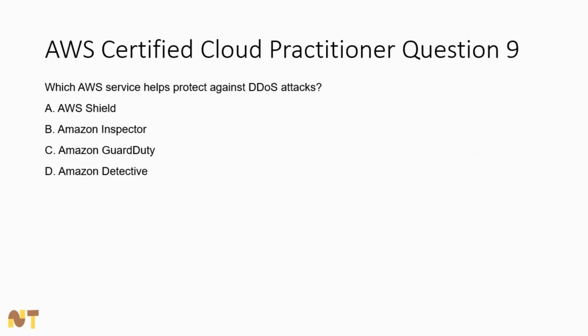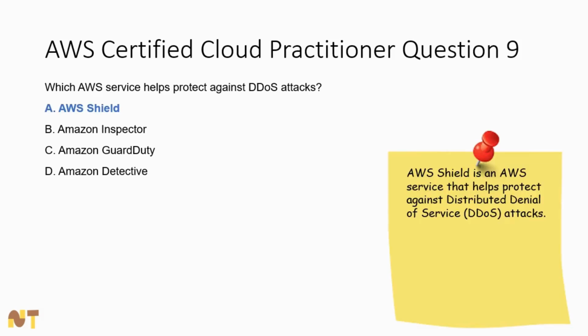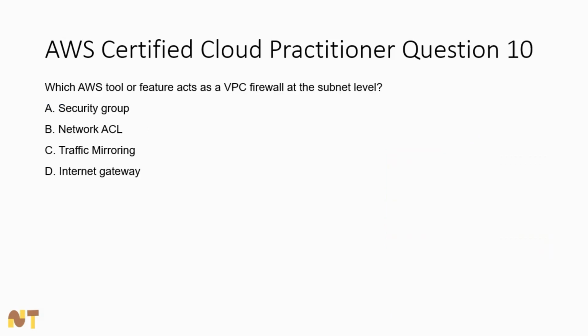Which AWS service helps protect against DDoS attacks? Options are A, AWS Shield. B, Amazon Inspector. C, Amazon GuardDuty. And D, Amazon Detective. The correct option here is A, AWS Shield. It is a service that helps protect against DDoS attacks. It provides protection for AWS resources such as Amazon EC2 instances, Elastic Load Balancer, and Amazon CloudFront. AWS Shield offers both standard as well as advanced tiers. So the correct option here is option A, AWS Shield. Here is the next question.